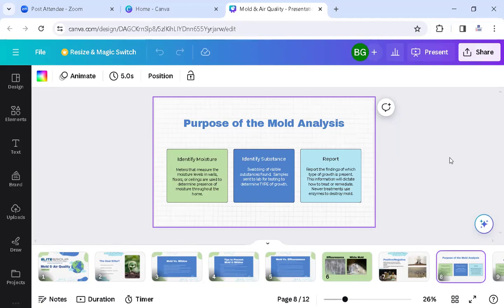And the goal is, when we find moisture, we're going to look for substances to swab. If we can find them and we can see them, great. If not, as part of the mold analysis, we will run some air samples as well. So we are also testing the air. So it's kind of like getting the air quality test and more all in one. Our goal is to identify the substance, so we will swab any visible substances found. Samples are then sent to a lab for testing to determine the type of growth we're dealing with.